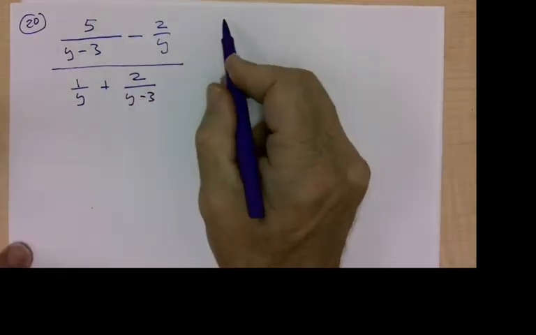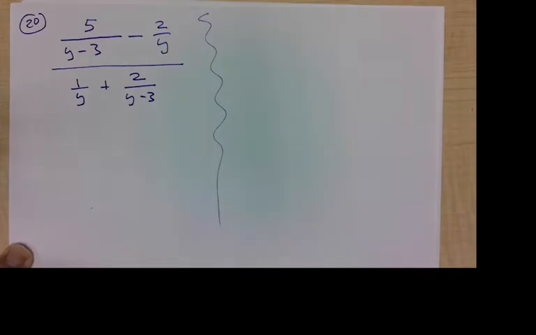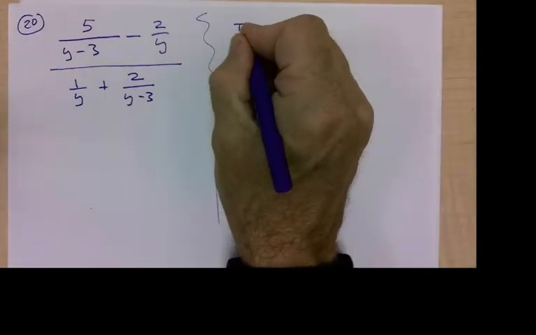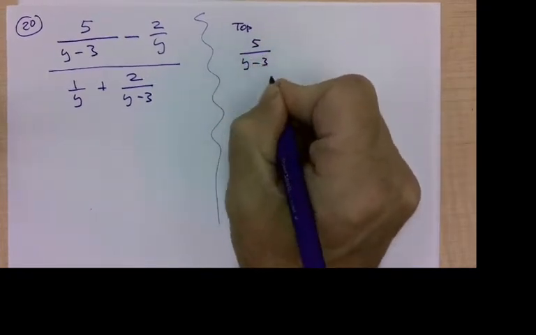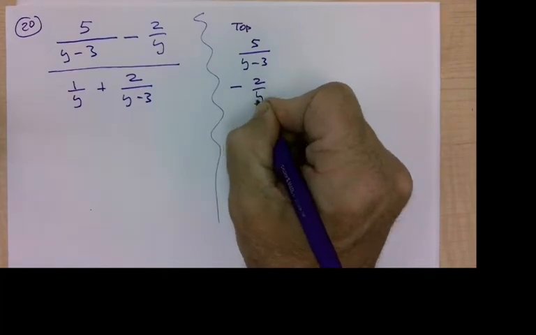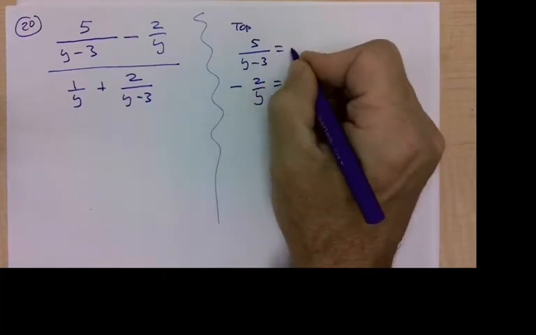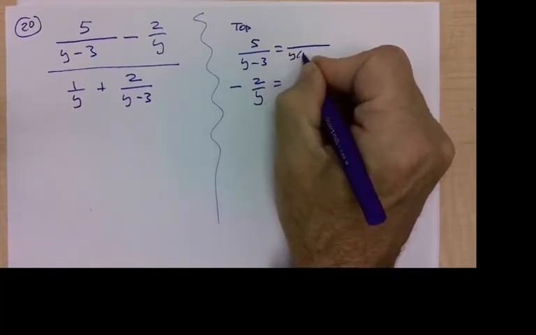So if I'm doing this, I break it up into two problems, the top and the bottom, and then eventually I will divide those two. So what is the top? The top is 5 over y minus 3 minus 2 over y. Common denominator is y times y minus 3.